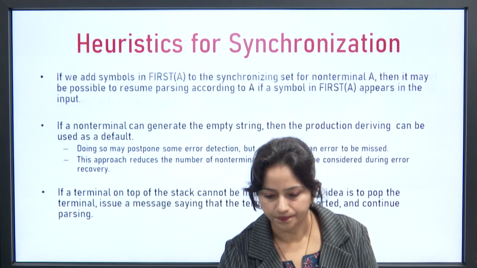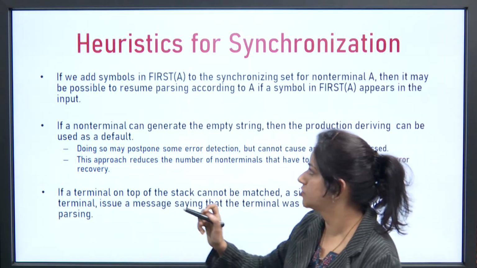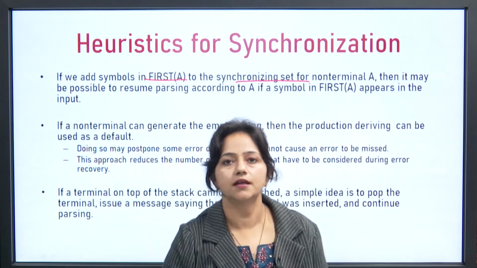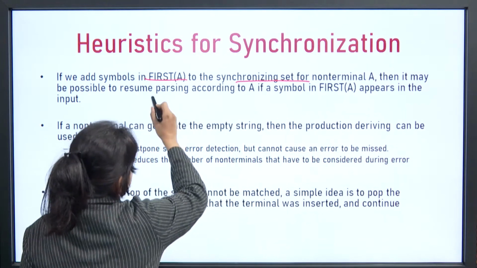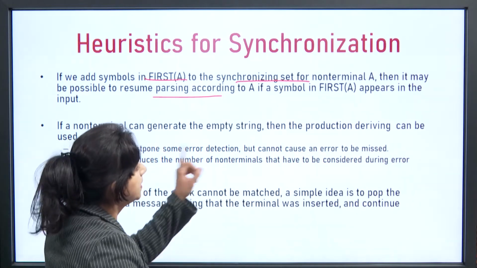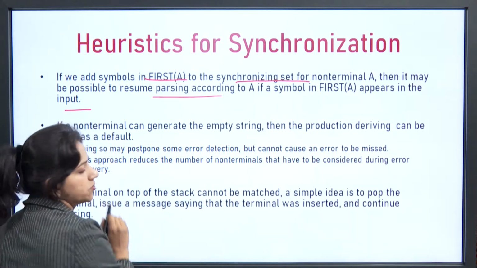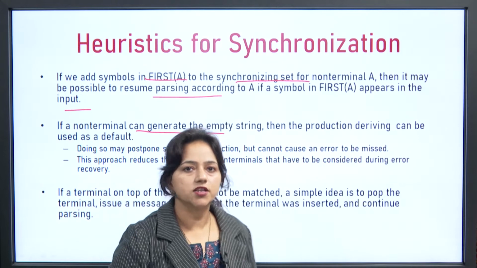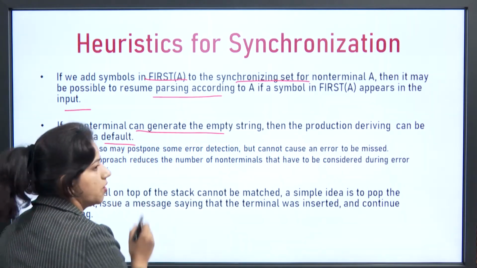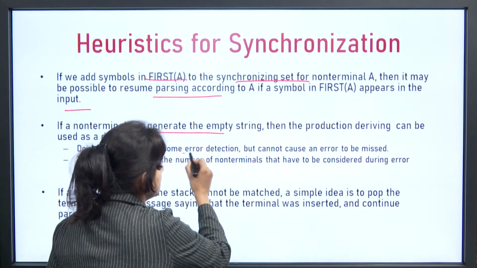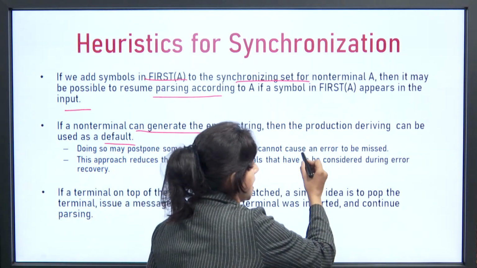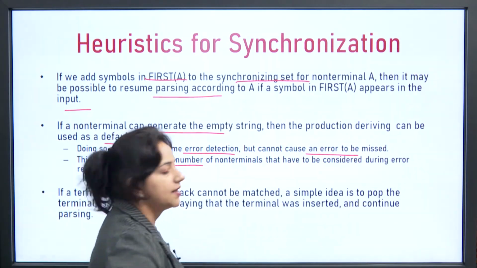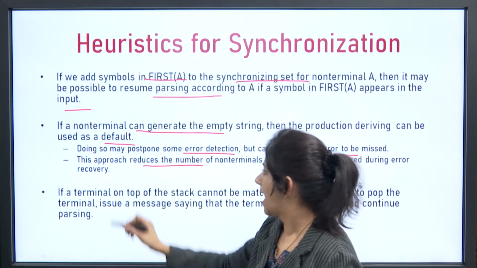Other heuristics for synchronization: if we add the symbols in first of A to the synchronizing set for the non-terminal A, then it is possible to resume parsing according to A if a symbol in first of A appears in the input. Now, if the non-terminal can generate the empty string, then the production deriving it can be used as a default. Doing so may postpone some error detection, but cannot cause an error to be missed. Second, this approach reduces the number of non-terminals that have to be considered during error recovery.